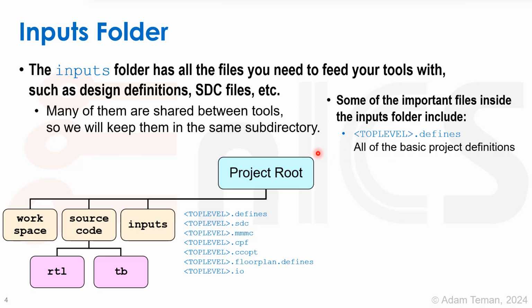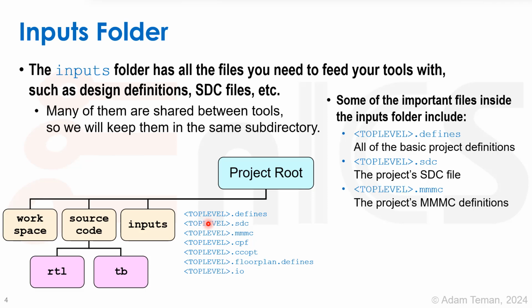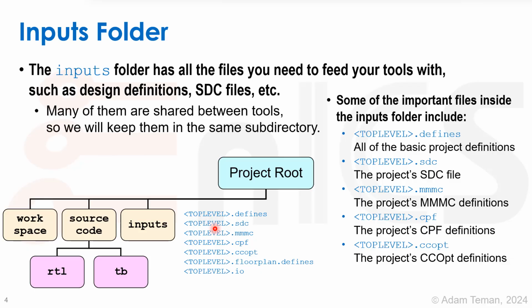Okay, so the defines is all the project definitions, which I'll be discussing soon. There's the SDC file, which is usually the design constraints that's used by synthesis, place and route, and so forth. The MMMC files is the multi-mode, multi-corner, which are going to be used in both synthesis and place and route. There are CPF for low power design. There's CCOpt for directing the clock tree. There's the floor plan defines, which are things that I'm going to be using to make my floor plan. There are different things like that. IO files, how I'm going to put my IOs. So these are different things that are going to be input to the tools that I'm using. And so I put them inside this inputs folder.